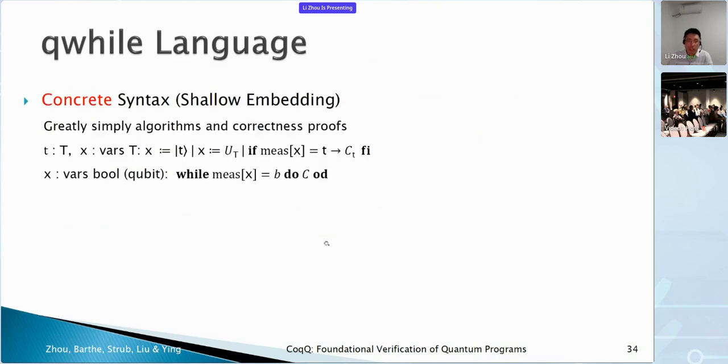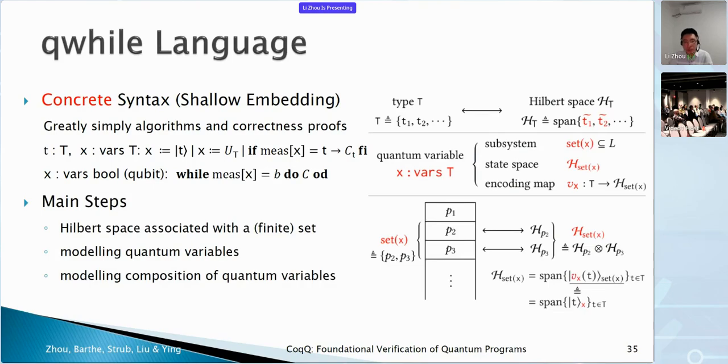Although the abstract syntax suffices to develop the meta theory of qwhile language, the formalization of textbook algorithms and their correctness proofs are greatly simplified by switching to a concrete syntax with support for typed variables. To instantiate a concrete syntax, we define the Hilbert space associated with a finite data type, then model the typed quantum variables for given arbitrary types rather than being limited to represent qubits, and finally model the composition of quantum variables.